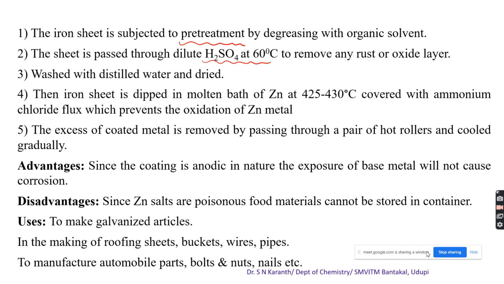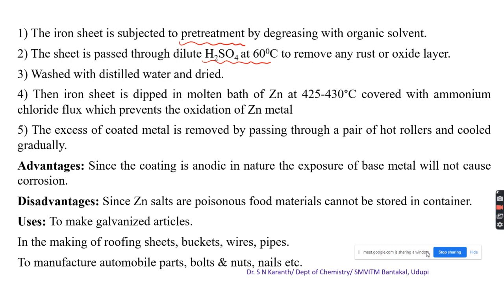What is the use of the galvanization process in building reinforcement iron? In the manufacture of reinforcement iron, these galvanized articles are very important. Galvanized articles are made in the making of roofing sheets, buckets, wires, pipes, etc. Even in the manufacturing of automobile parts, bolts, nuts, nails, etc. It's just a dipping process, so that's why the process is very easy.